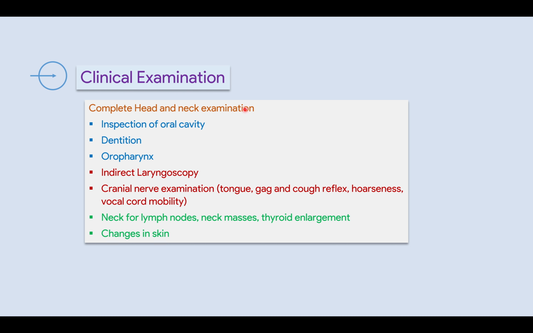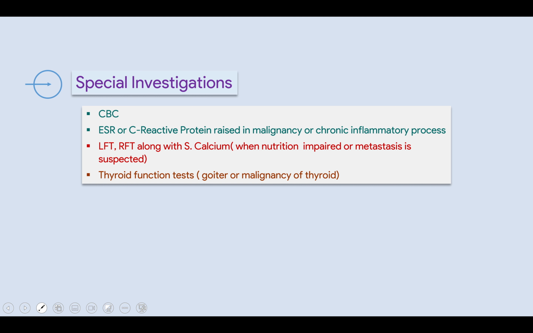First you need to do inspection of the oral cavity to understand whether this is oropharyngeal dysphagia, dentition, oropharynx. These are all for your oropharyngeal phase, oral and pharynx. Then indirect laryngoscopy and cranial nerve examination, because if any neuromuscular disease is affecting the nerves, the tongue, gag, and cough reflex have to be seen. Is there hoarseness or vocal cord immobility? And then you need to look at the neck for lymph nodes, neck masses, thyroid enlargement, and changes in skin. If you know the causes of dysphagia, you will be able to understand the complete clinical examination. So these are the various points to be seen for your patient who walks into your OPD for dysphagia.